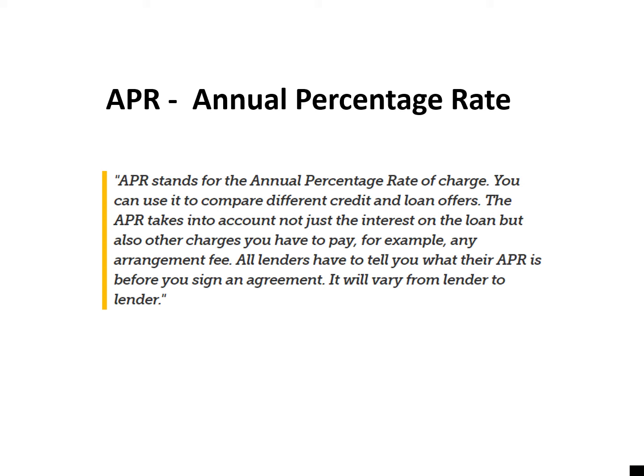APR. APR stands for annual percentage rate, and it's used when you borrow money. It's used to compare the cost of borrowing money. One company might, for instance, charge you an arrangement fee plus interest rate per annum, and another company might not charge you an arrangement fee, but it might charge a slightly higher interest rate. Well, how do you compare the two?